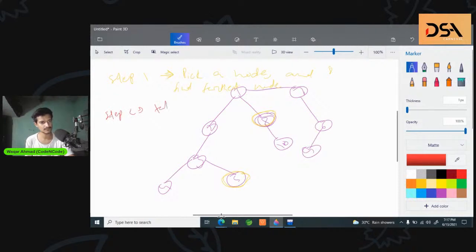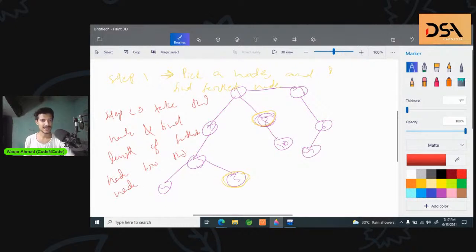Take that node and find the length of the farthest node from this node. I know this is not readable, but okay.